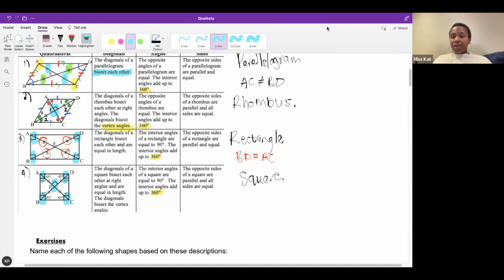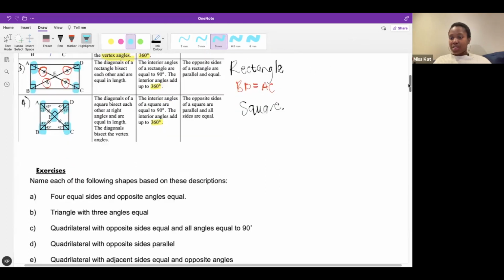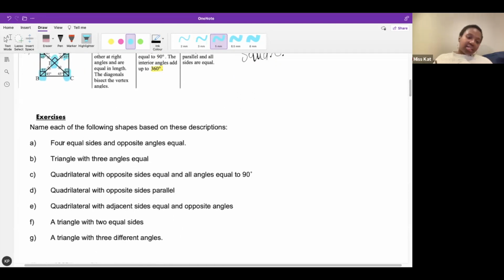Okay, now let's see if we know our properties. It's one thing to say thumbs up, but let's see if we actually know our properties. This is an exercise, and I want you guys to name a shape that specifically is true for the property. So A says the four sides are equal and the opposite angles are equal. Not all angles are equal, only the opposite ones are equal. Which shape is that?